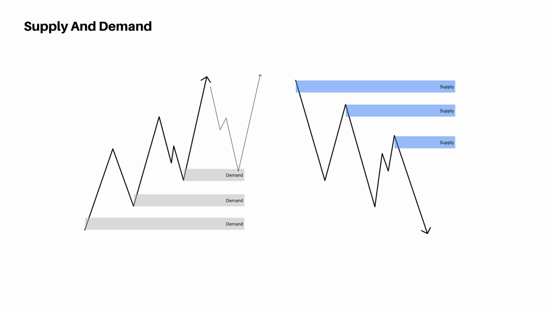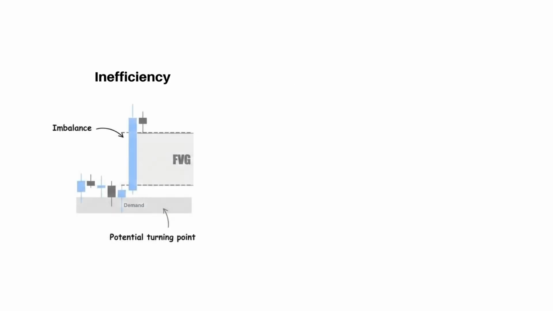However, there are several key factors to consider when identifying valid supply and demand zones for trading: inefficiency, break of structure, and push distance. Each of these serves as an important clue in confirming the strength and reliability of the zone. Inefficiency occurs when price leaves an area quickly, creating an imbalance between buying and selling orders. This imbalance is often visible as a fair value gap between consecutive candles. These gaps indicate a lack of supply or demand at that level, making it a potential turning point.